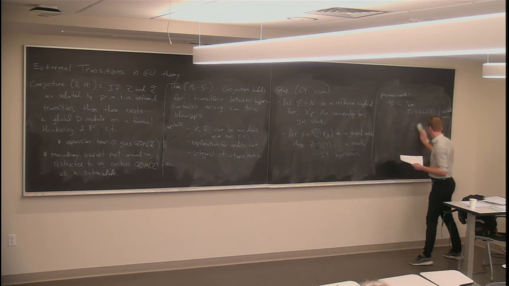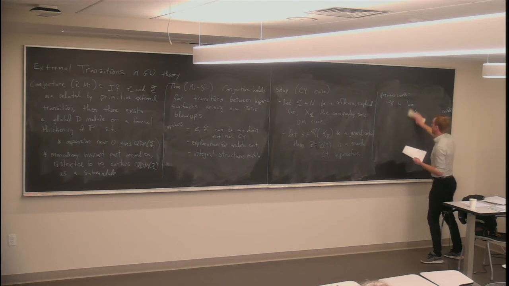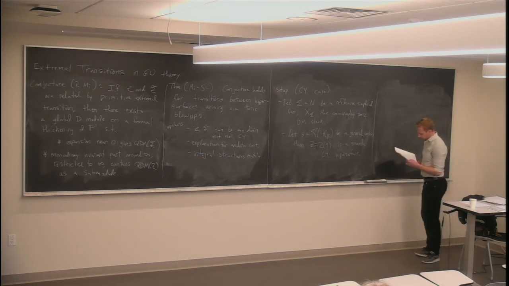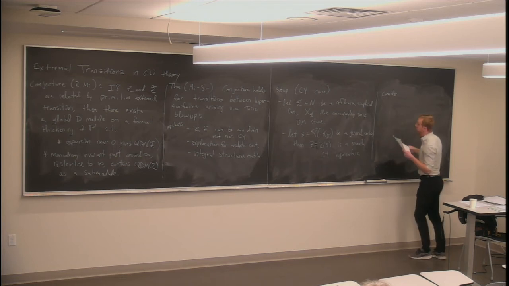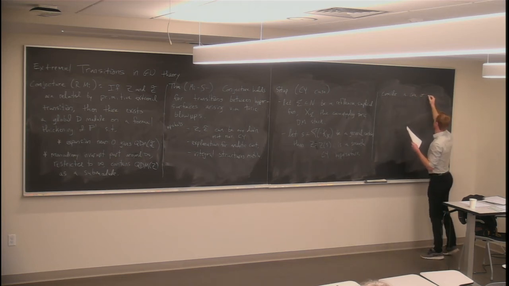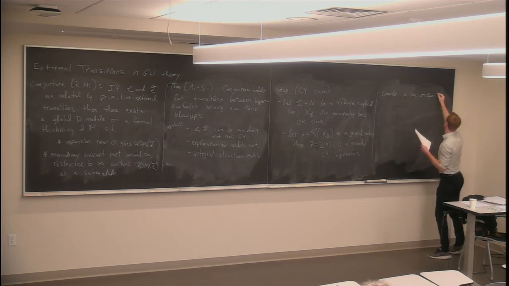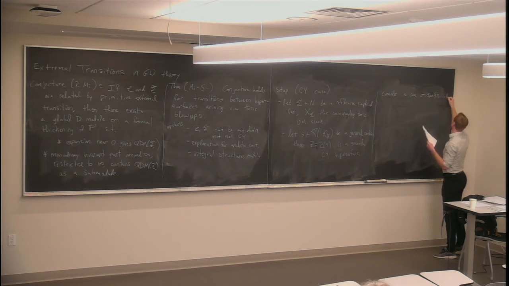So that's Z. And then I'm going to do a blow up. So I choose a cone inside of sigma, and let's say it's spanned by the rays. The primitive ray generators are rho 1 through rho k.